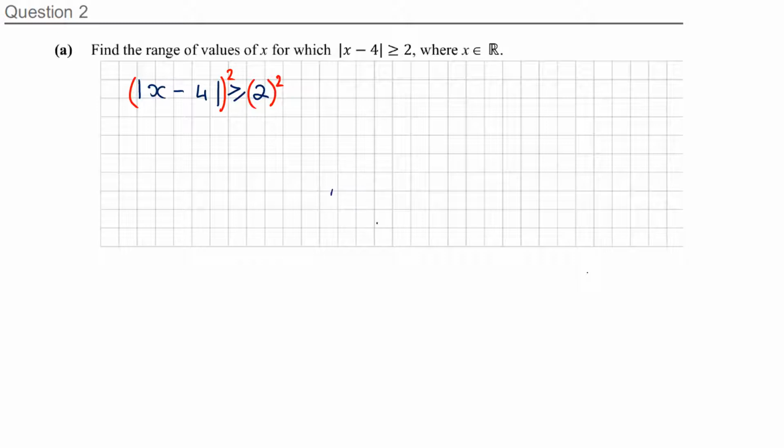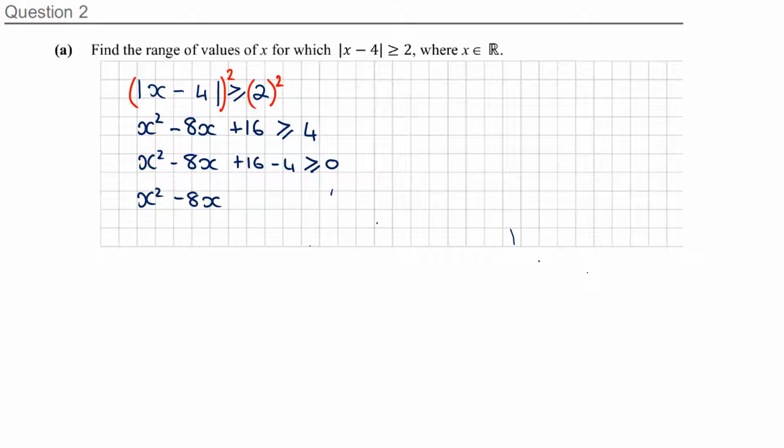So if we square a positive number, it's positive. If we square a negative number, it's also positive. So we want to square this number here. So we'll do x squared minus 8x plus 16 is greater than or equal to 4. So let's rearrange that. X squared minus 8x, and we'll end up at plus 16 minus 4 is greater than or equal to 0. X squared minus 8x plus 12 greater than or equal to 0. So now we have a quadratic inequality. So if you remember with the quadratic inequalities, we can't really solve an inequality at this point.